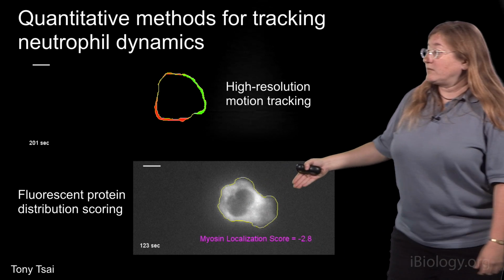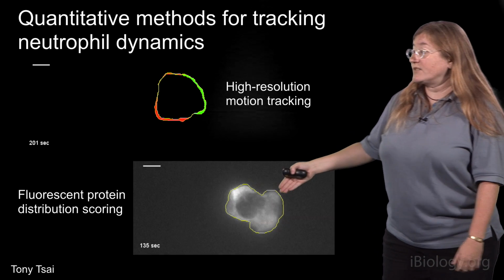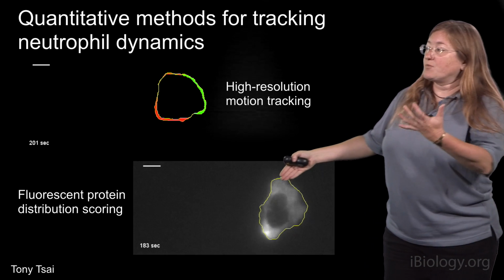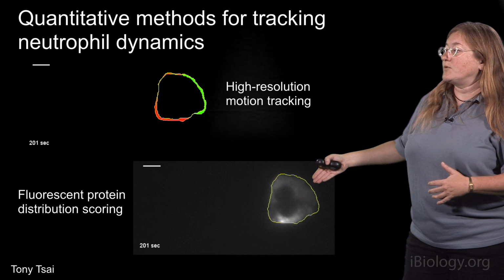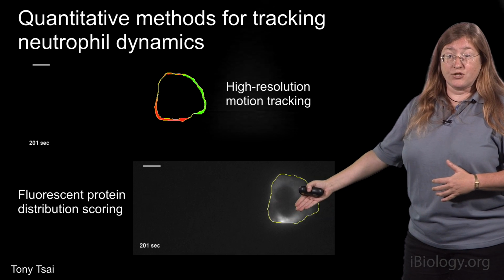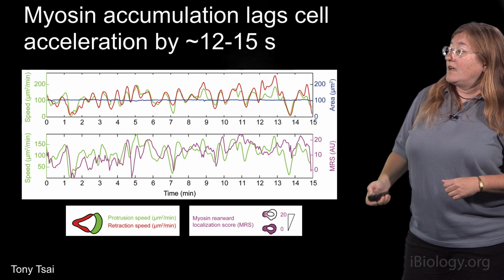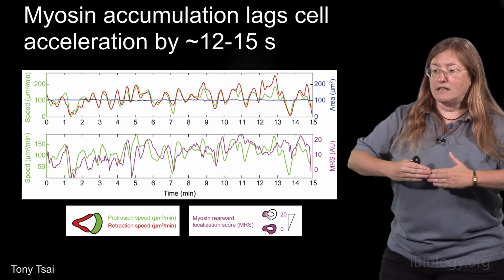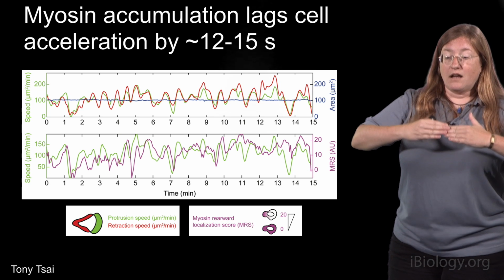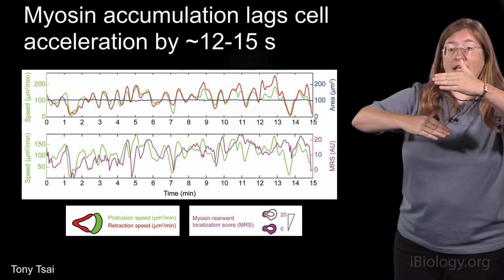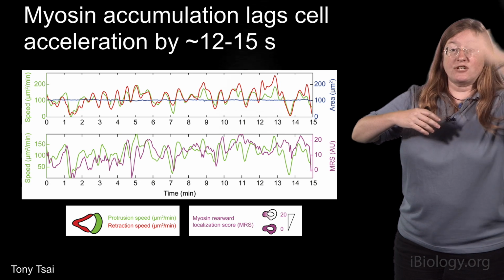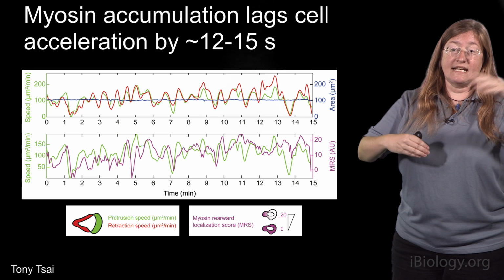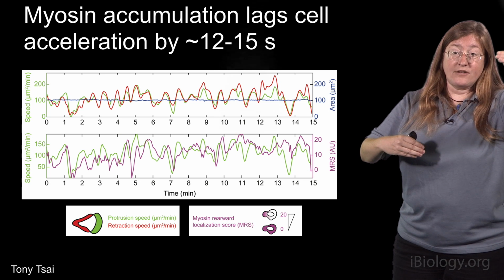And what you'll probably be able to see is that the myosin localization itself is also very dynamic. It's often in the back of the cell, sometimes in these bright spots, but then those bright spots will disassemble, the myosin will become more uniform or will move to a different location within the cell. And tracking all of those things quantitatively over time, what Tony was able to find was that when a cell is speeding up, the accumulation of the myosin in response to that change in cell behavior happens later, about 12 or 15 seconds after the initial movement at the leading edge.